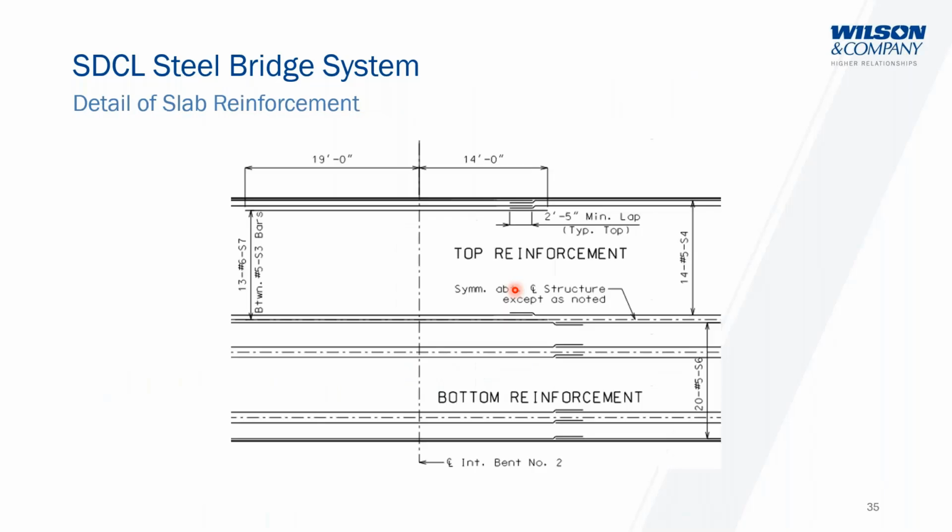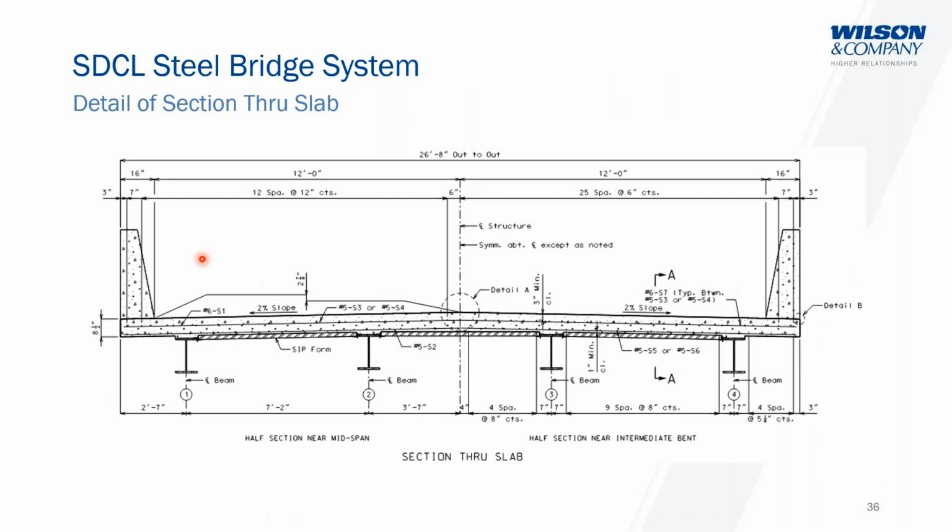But here's a detail of the slab bars that we had on this project. As you can see, we had 14 number 5s that were continuous, and then in between those, we slapped in some number 6s to make that continuity across the piers. This is just an additional detail of our typical detail for the slab.